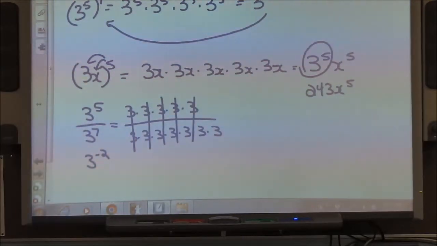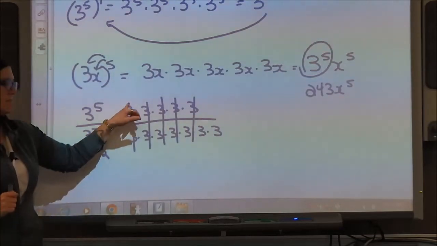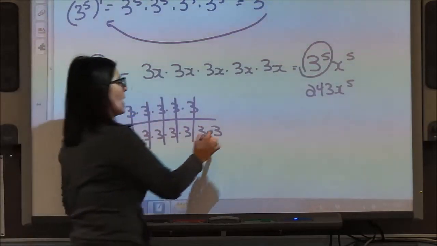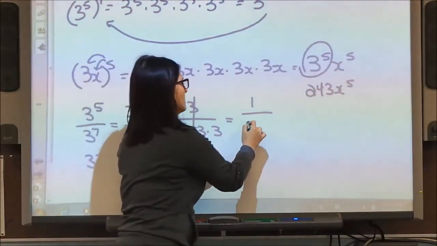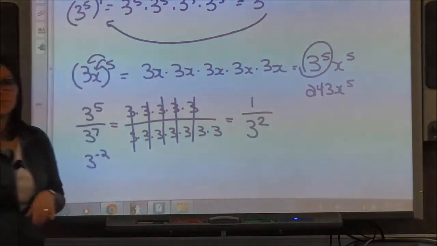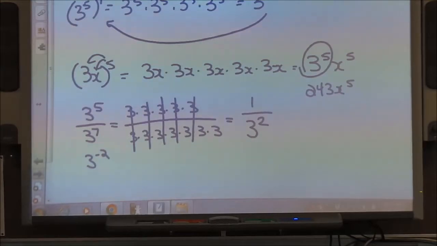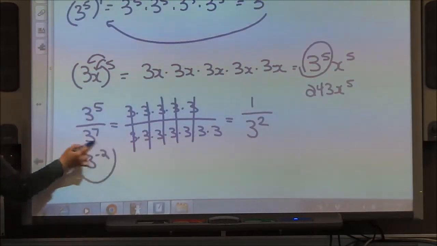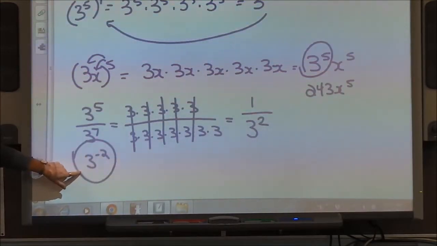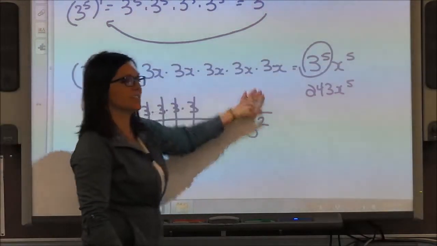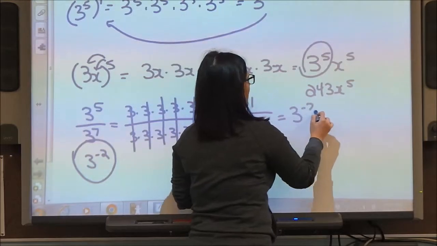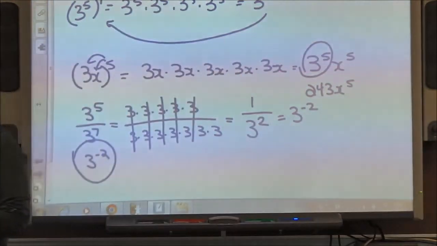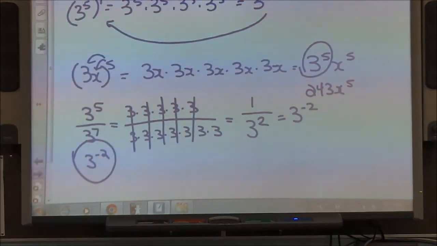What am I left with on the top? 0? Nope. These were all 1's. Oh, 1. I'm left with 1 on the top. And then I have 2 3's on the bottom. 3 squared. So if my subtraction law says I get 3 to the negative 2, and when I simplify it I get 1 over 3 squared, these have to be equal. These two statements have to be equal to each other.